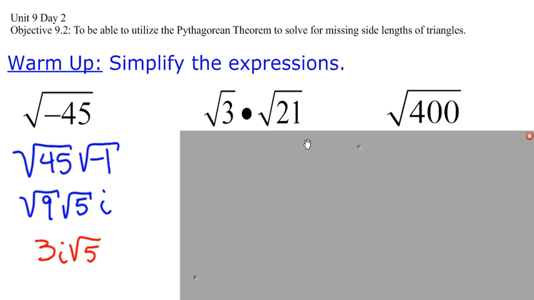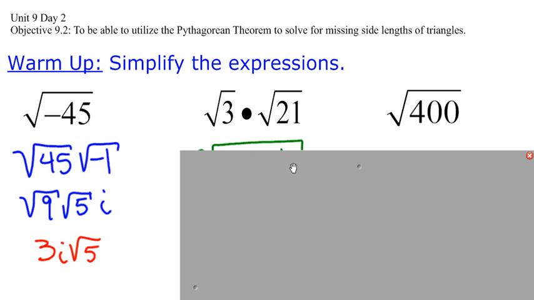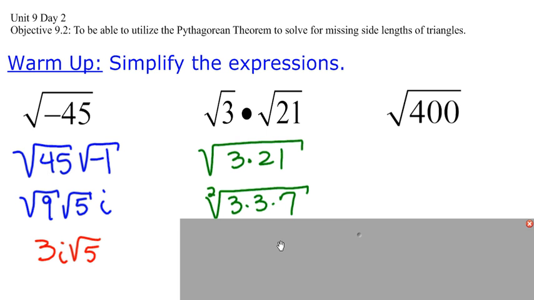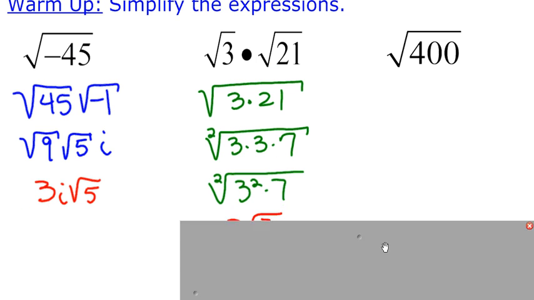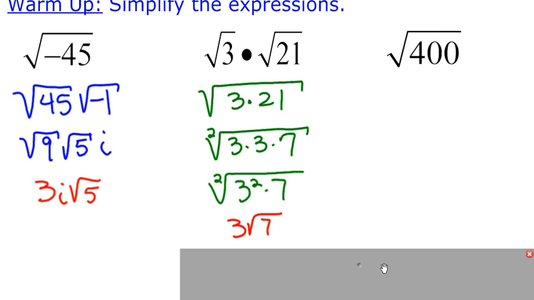Here we have the radical 3 times the radical of 21. No perfect square factors here for 3 and none for 21, so we could multiply them together underneath one radical. We also know that 21 comes from 3 times 7. And so if we think about it, looking for perfect squares, 3 times 3 is 9, that's a perfect square. And we know the value of the square root of 9 is 3. So when we're simplifying this, we'll have 3 square root of 7.